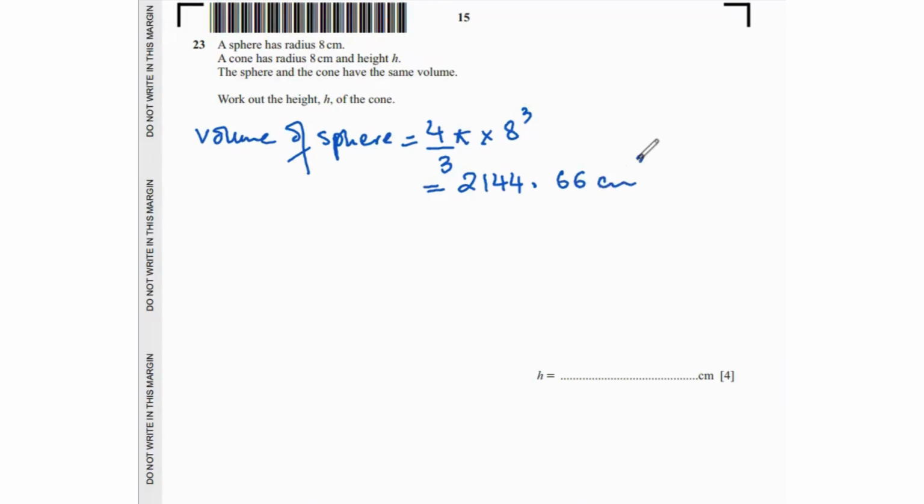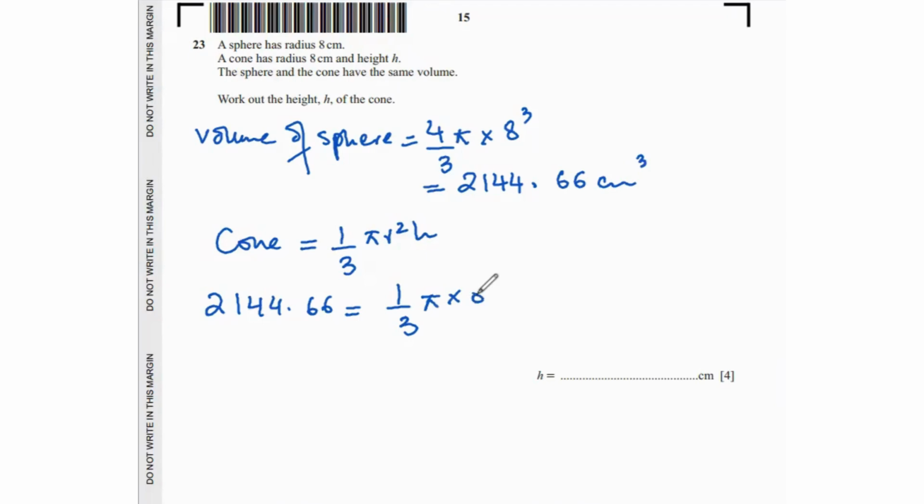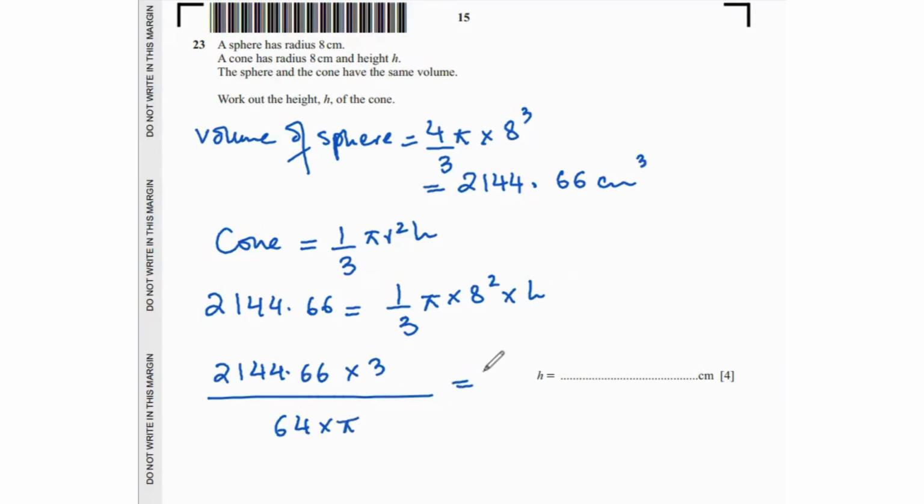So this gives us a value of 2144.66 centimeters cubed. Now for the cone, the volume is 1 over 3 pi r squared h. So 2144.66 equals 1 over 3 pi times 8 squared times h. So that's going to equal 2144.66 times 3 divided by 64 times pi, and h is 31.99 centimeters, which can be rounded to 32 centimeters. That is your height of the cone.